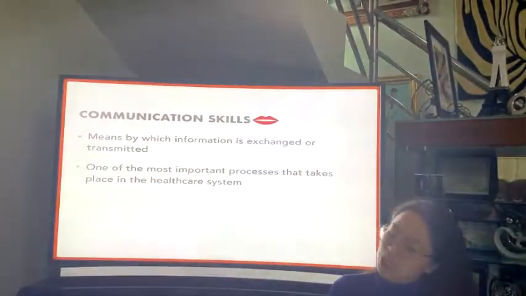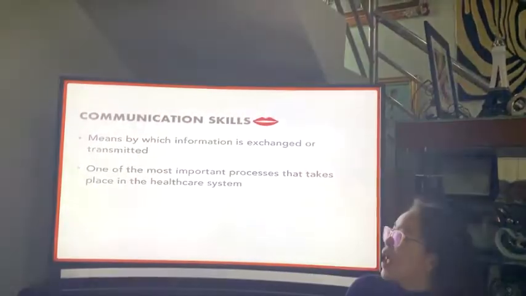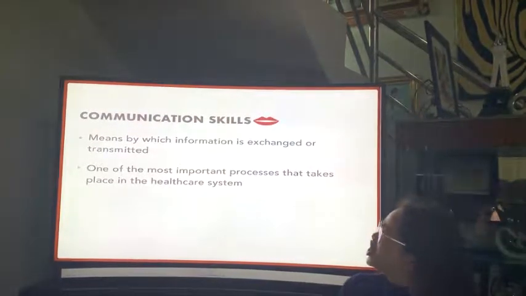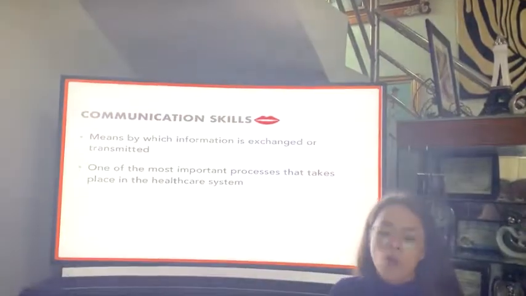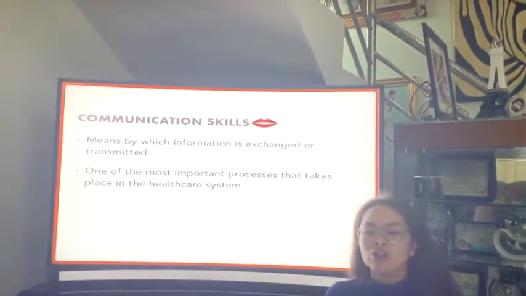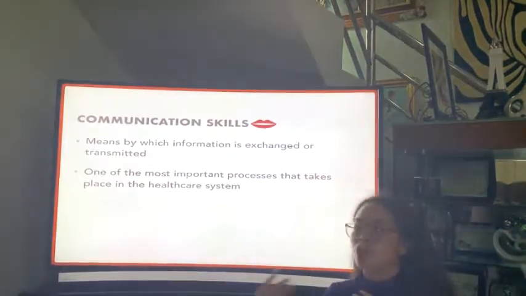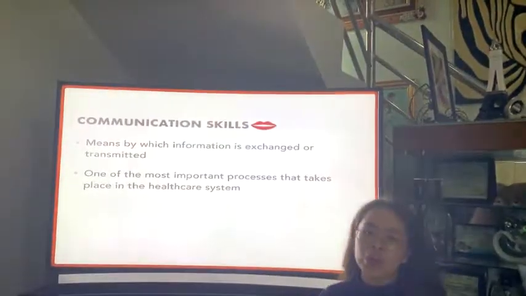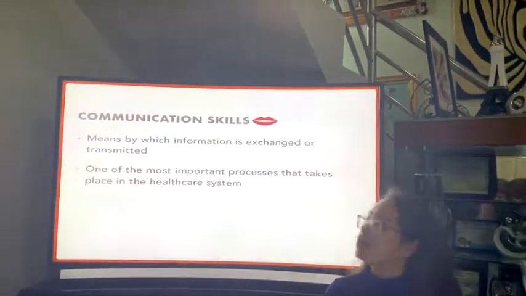So lastly are the communication skills. We need that, the means by which information is exchanged or transmitted, one of the most important processes that takes place in a healthcare system. Because without communication skills, we cannot communicate with our patients properly, and therefore we cannot do our work as professionals.